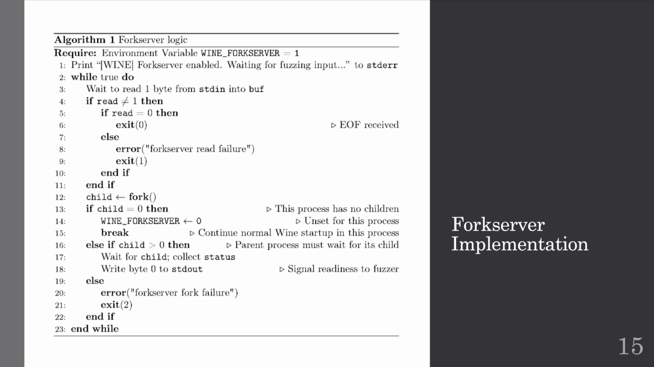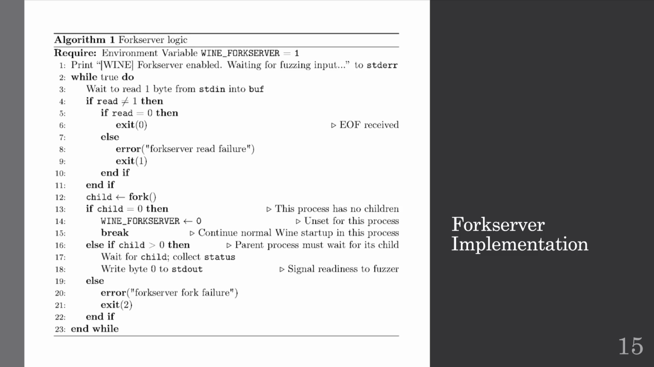We created a new environment variable, wine Forkserver, that would only allow this code to run if the environment variable was set by the user. Then we read from the memory buffer and see if there's a signal that says we want to do some fuzzing. And if so, we continue. We create a child with a fork, and then we check, is this process itself a child with no children of its own? If that is true, then we unset the environment variable and continue running.